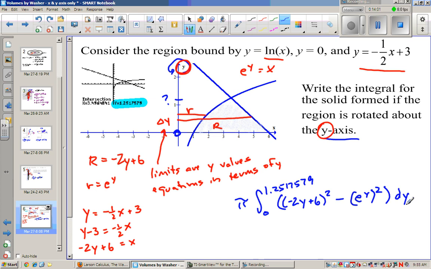All right, these notes should help you do all of the problems where you're simply revolving around the x-axis or the y-axis using the washer method.